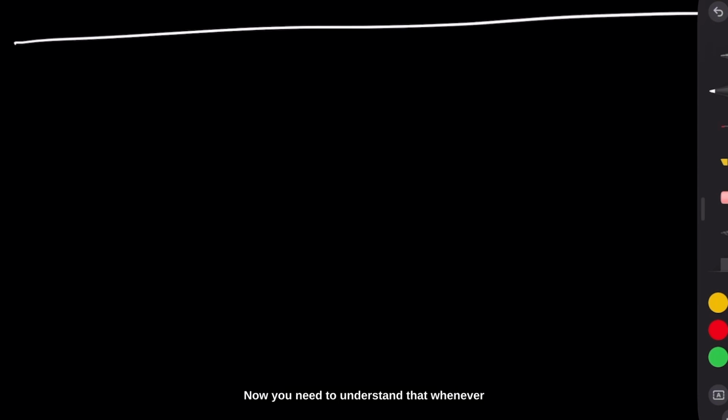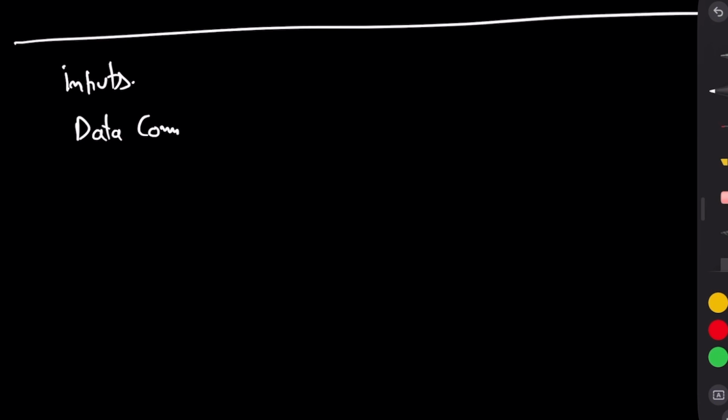Now you need to understand that whenever you talk about microcontrollers and microprocessors, there's another thing which is very important: the type of inputs that you have. When we say inputs, it means the data which is coming in. Data coming in. I think my writing is a little bad. I'll try to write it better.